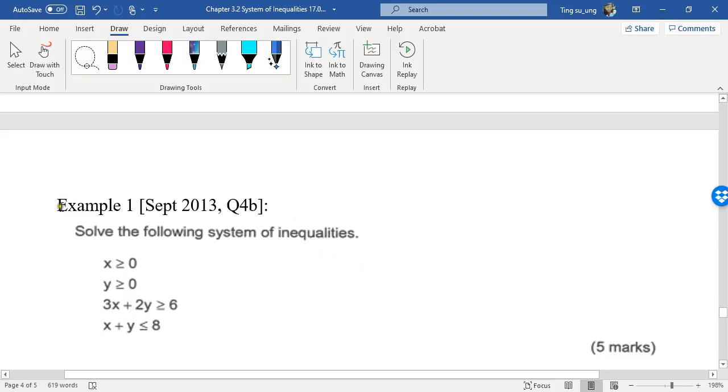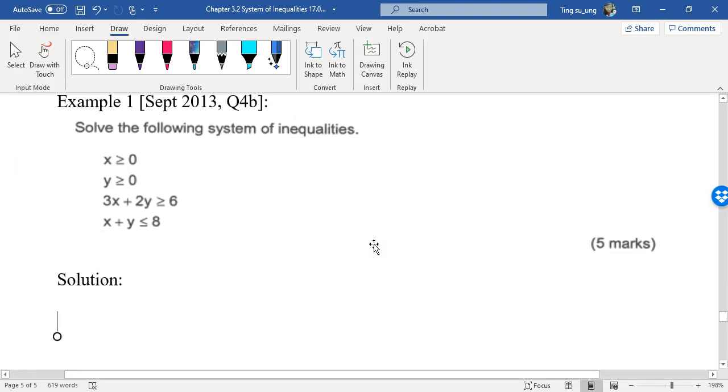Okay, so let us start with example 1. This example is from Sept13Q4b. Look at the question. The question wants you to solve the following system of inequalities. Always remember, if you have this kind of question, the first thing in your mind is that you may need to find the shape of the region, or the shaded region, as your last result. So look at it one by one.